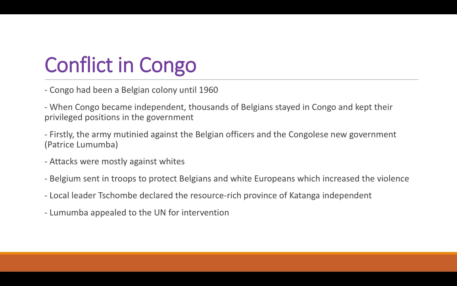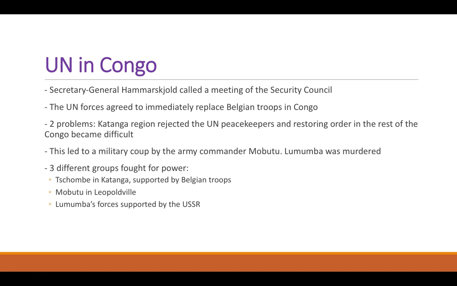Patrice Lumumba had no other way but to appeal to the United Nations for help. Because imagine you are leading a newly established country, you have your army against you, you have Belgium sending troops to protect the white population of your country, and then you've got someone who breaks away and says that now one part of your country is independent. So Lumumba had no choice but to appeal to some authority, and they appealed to the United Nations. So UN was involved in Congo.